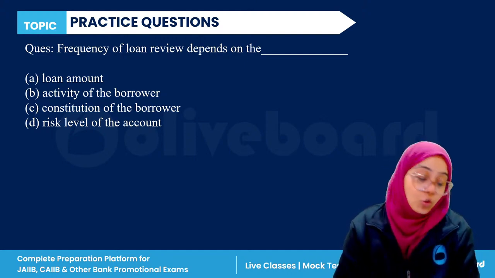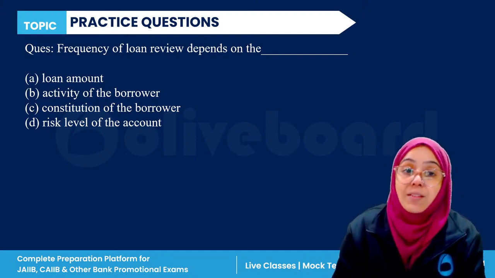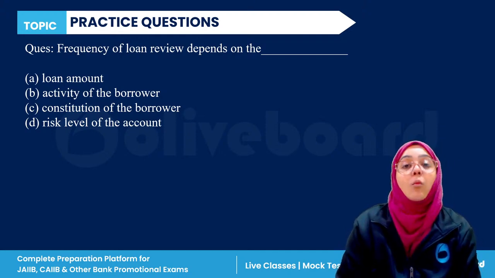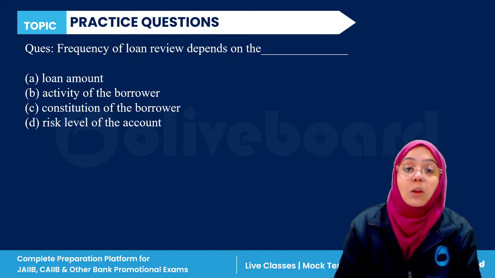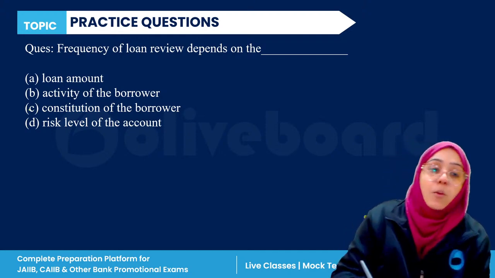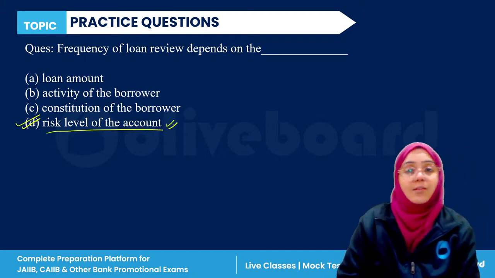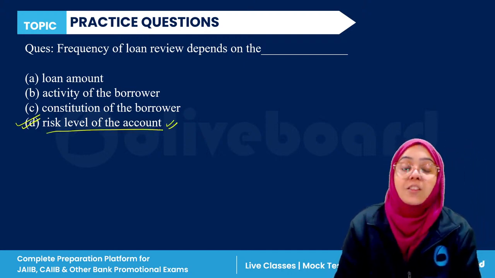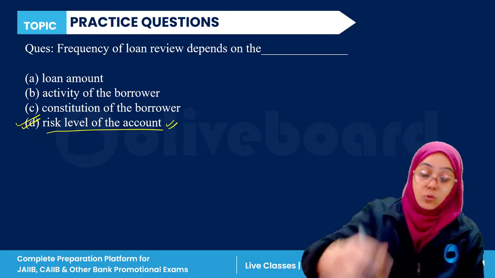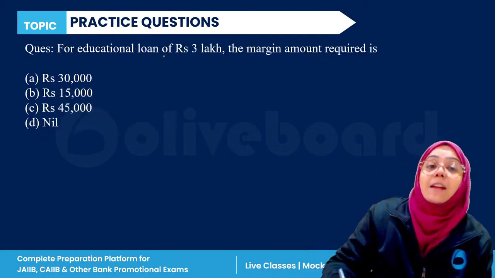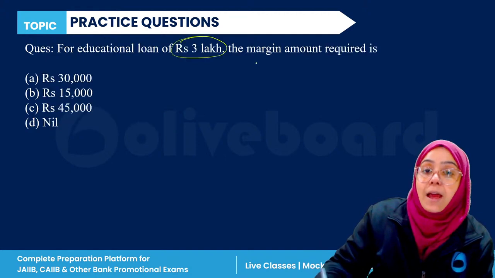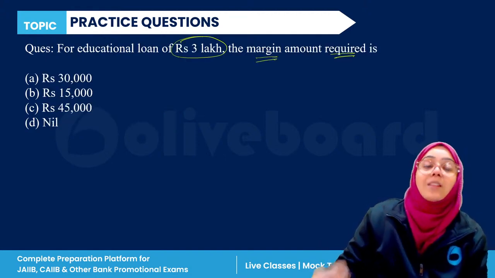Everyone, please answer this question. Frequency of the loan review depends upon what? If we talk about the frequency of loan review, it depends upon the risk level of the account. So D is the correct answer. D, yes. Next question.